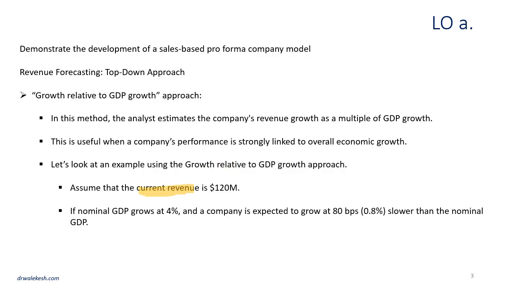Assume that a company's current revenue is $120 million. If nominal GDP grows at 4%, but a firm is expected to grow at 80 basis points slower than the nominal GDP. Before moving on, it is worth noting that 100 basis points is the same as 1%. That implies that 80 basis points will be 0.8%.